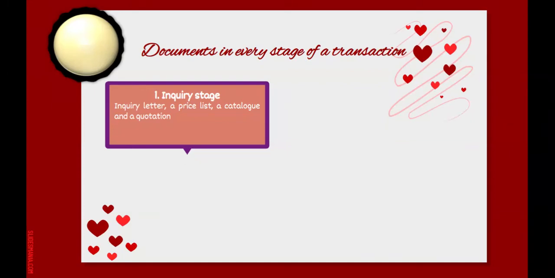Right. We've seen that business transactions occur at different stages, and each stage has a document being issued. We're going to look at the document issued at the first two stages of a business transaction. That will be the inquiry stage and the order stage.